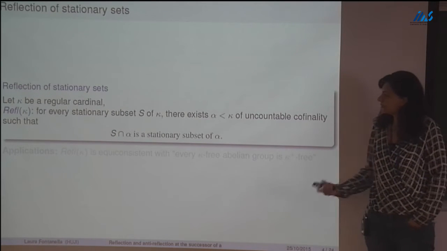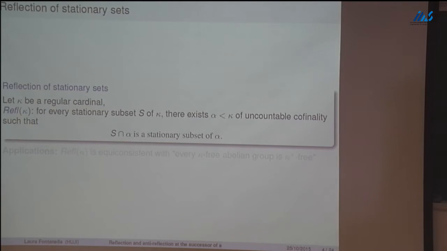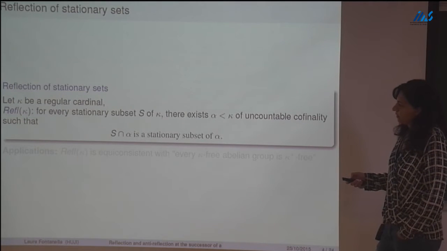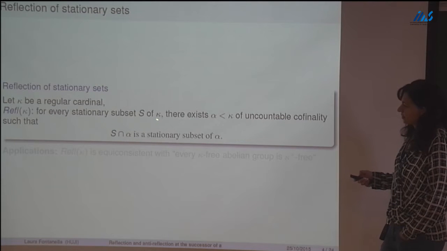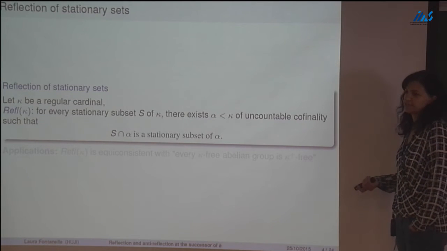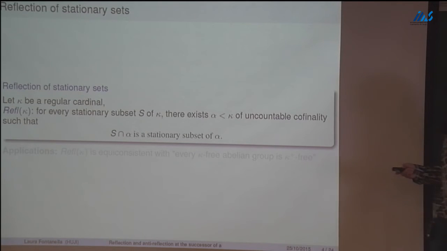A typical example of a reflection principle is the reflection of stationary sets. For a regular cardinal kappa, we say that kappa has the reflection of stationary sets if for every stationary subset S of kappa, it is possible to find an ordinal alpha below kappa such that S intersection alpha is stationary in alpha. And we say that S reflects to alpha. So the reflection of stationary sets holds if every stationary subset of kappa reflects to an ordinal below kappa.